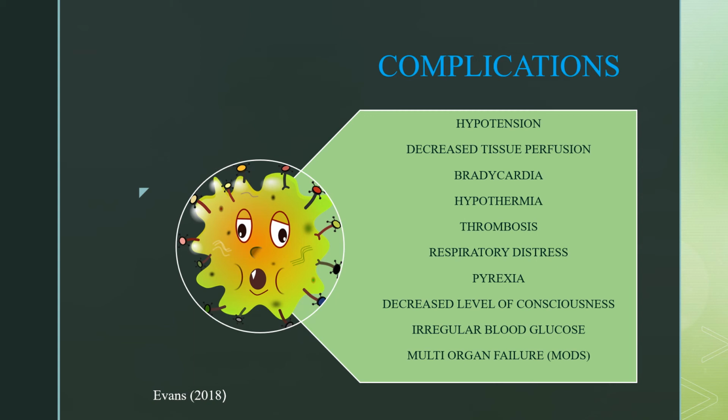The patient can have a low body temperature that can cause blood clots, slow breathing, fever. They can have altered mental status. Their blood sugar again can fluctuate. And all of these things together can end up causing multi-organ failure and respiratory failure. And some of these patients will go into acute respiratory syndrome and have to be put on ventilators.